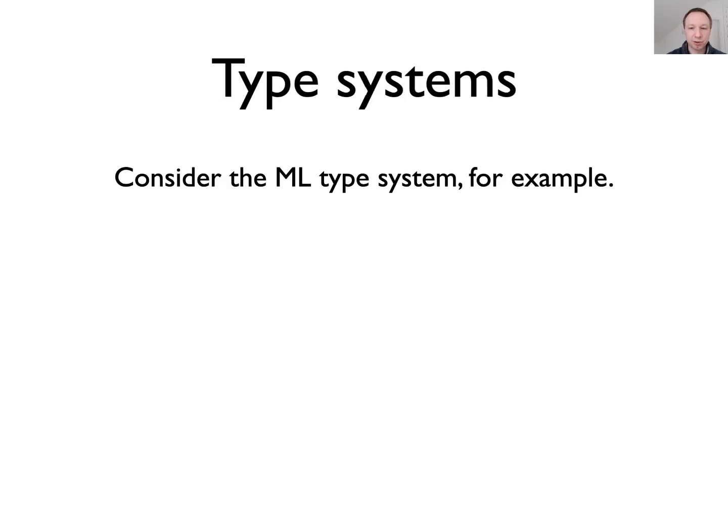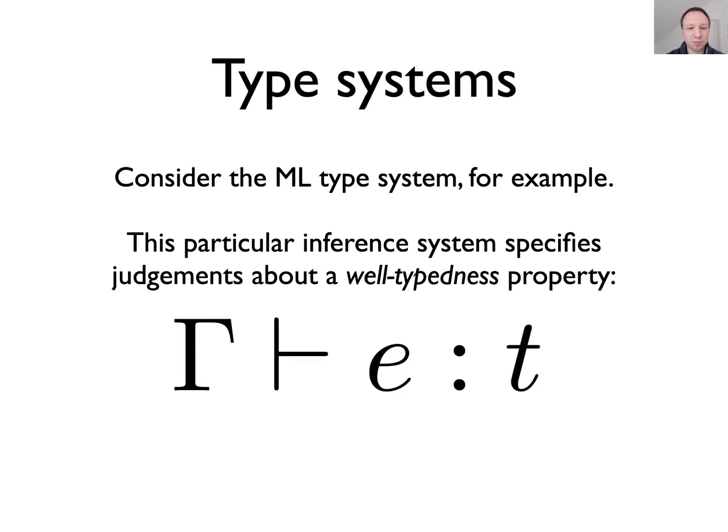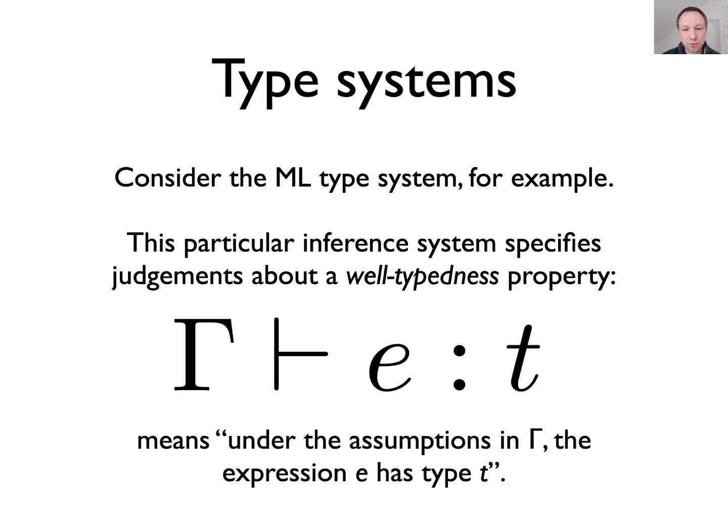Let's look at the ML type system as a start. Not the whole of it, but some of it. This particular inference system specifies judgments about a well-typedness property. So, based on this, we have, under the assumptions in gamma, the expression E has type T. Here we've replaced our phi, obviously, with types.